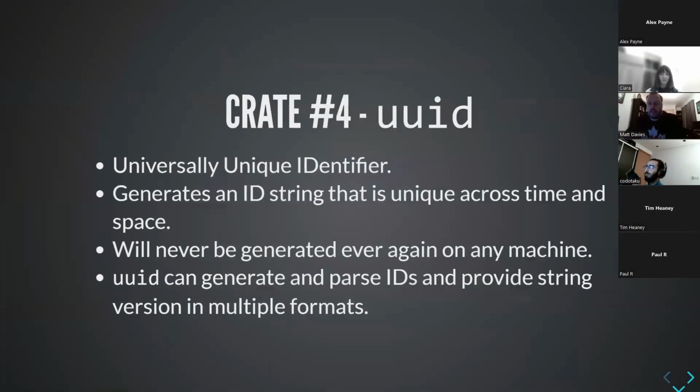And UUID can generate and parse IDs. So you can provide it strings, and it will parse that and then create the UUID type from that. And it also has some methods to actually generate those strings in various formats, because there are several formats for representing UUIDs. You know, why have one format when you can have multiple, hey?